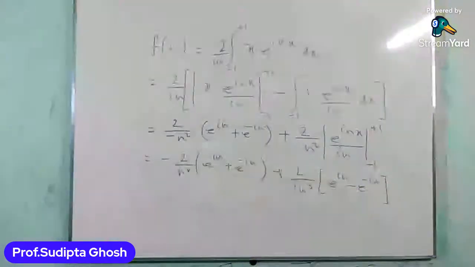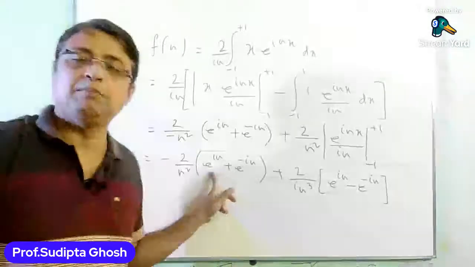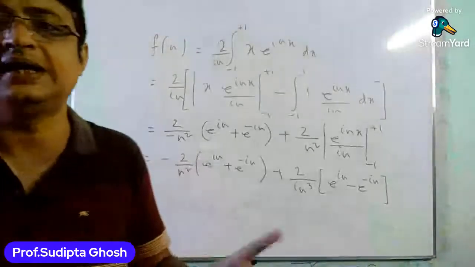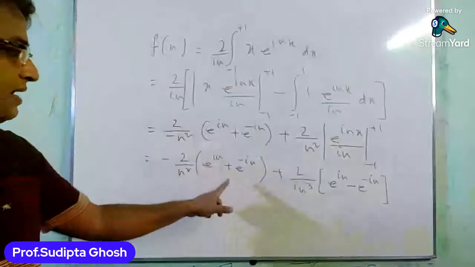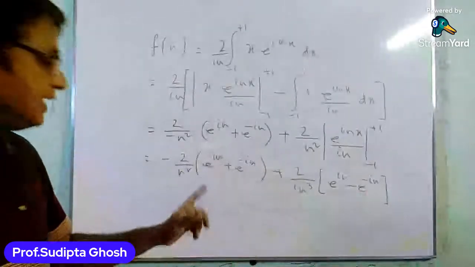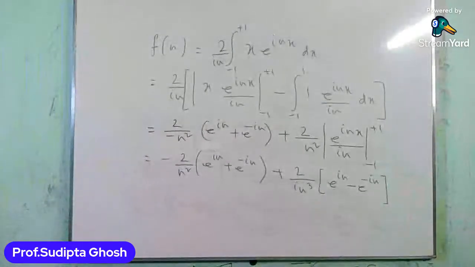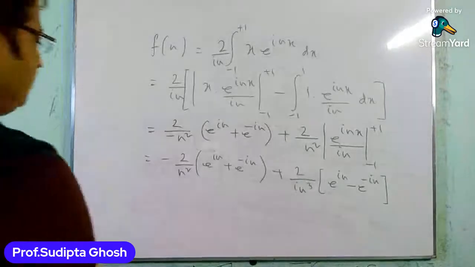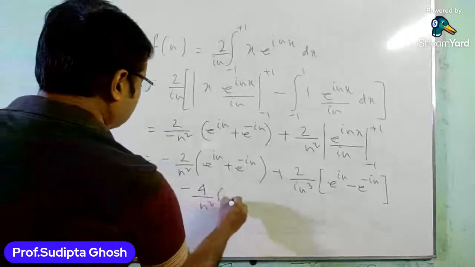Now e to the power i n plus e to the power minus i n, what we get? E to the power i n means cos n plus i sin n, and then e to the power minus i n means cos n minus i sin n. So e to the power i n plus e to the power minus i n will give us 2 cos n. So it will be minus 4 by n square cos n.